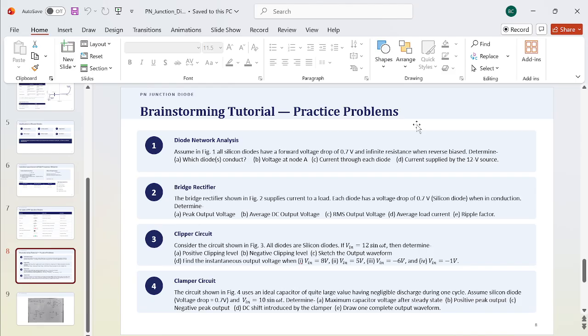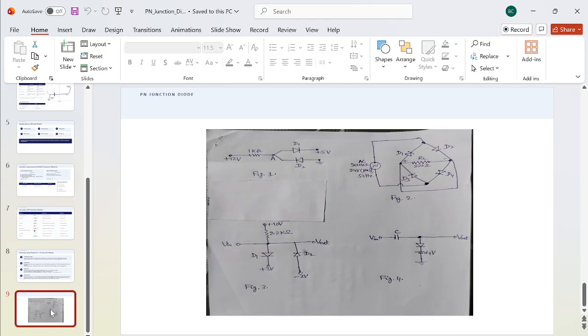So I will advise all those candidates to go through these problems and try to solve them, and the figures for these problems are given here. So you can attempt these problems and try to solve them.